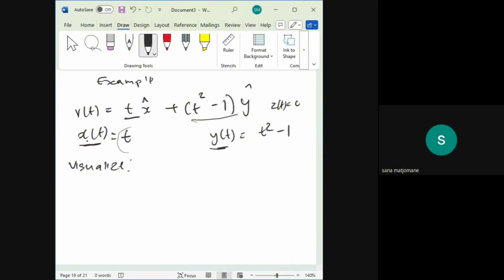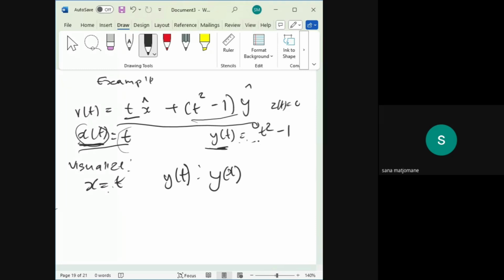Are you aware that we can substitute our x at t into the equation for y at t? It just means x is equal to t according to the first equation. So where there is a t in the second equation, we can put our x. Now y is no longer a function of t, we change it to a function of x. So y at x becomes x squared minus 1.